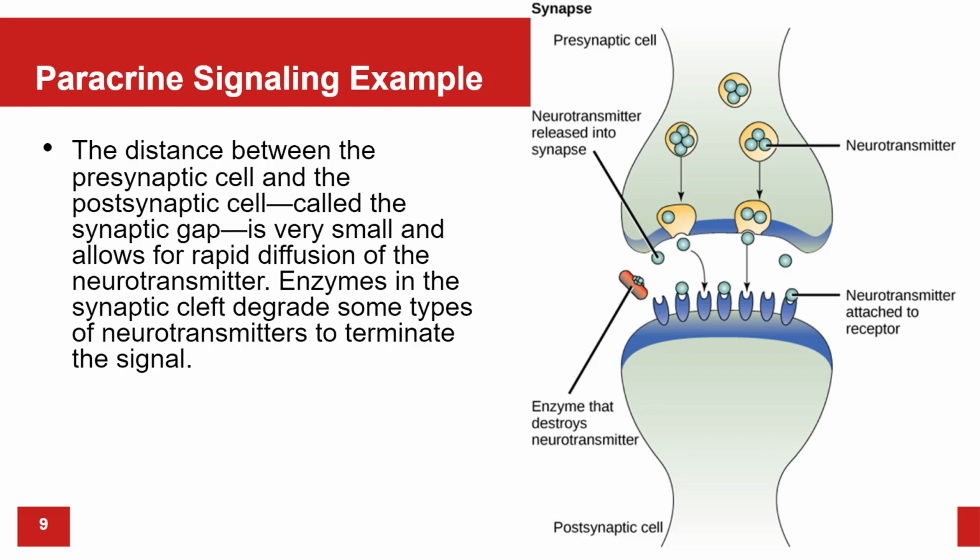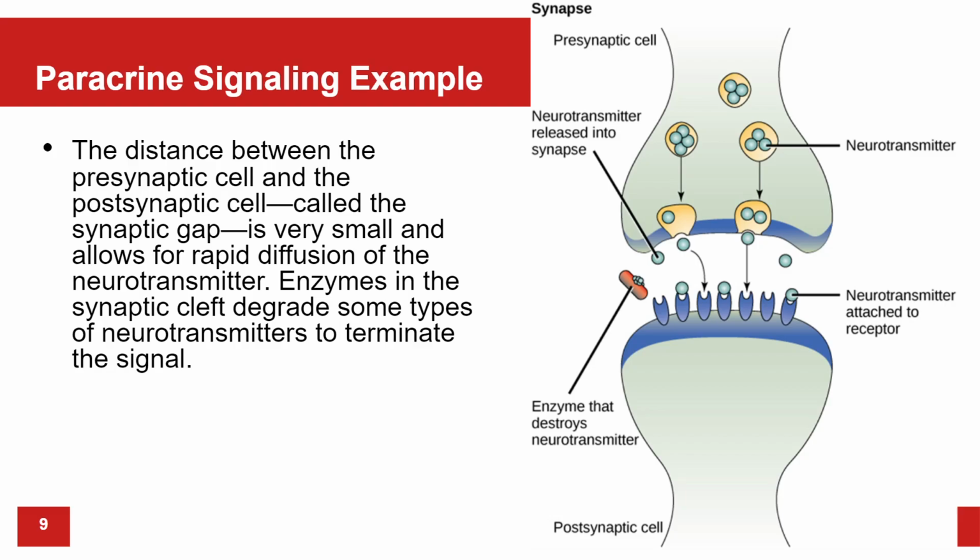Alright, so a paracrine signaling example: it's the distance between the presynaptic cell and the postsynaptic cell. This is called the synaptic gap. This is the connection between one neuron and another. The enzymes in the synaptic cleft degrade some types of neurotransmitters to determine the signal. So essentially, this one will release information across this gap. It will diffuse from an area of high concentration to low concentration.